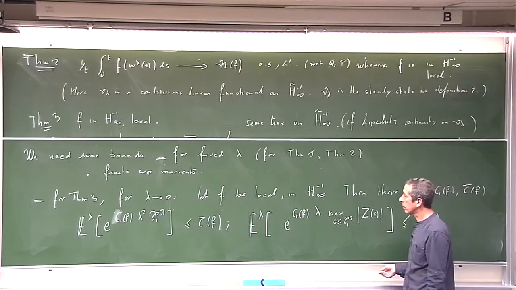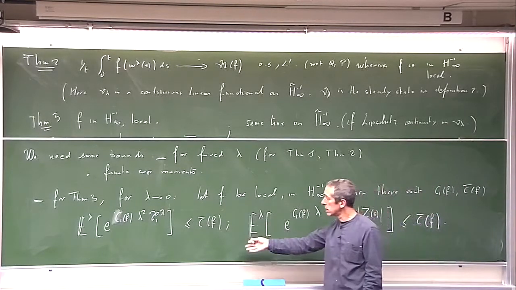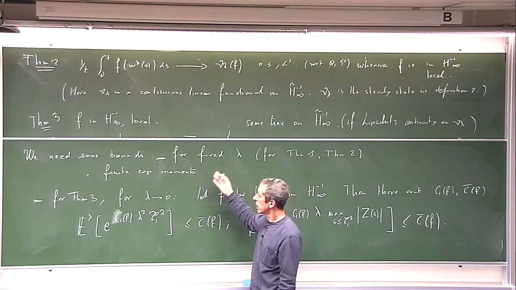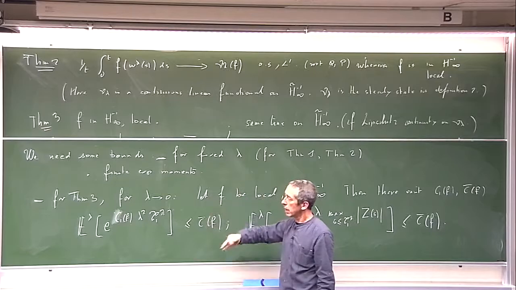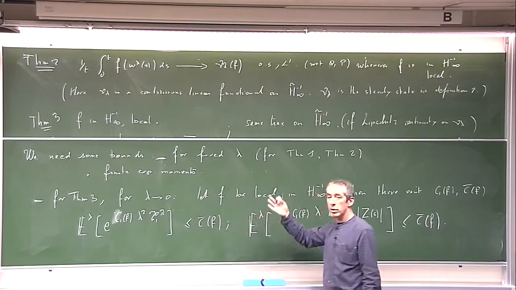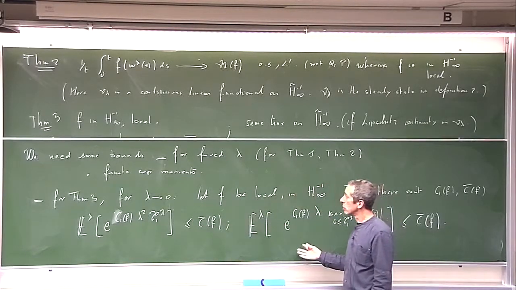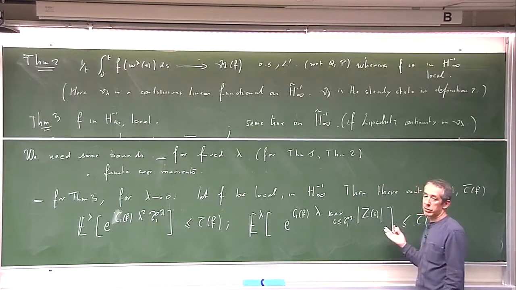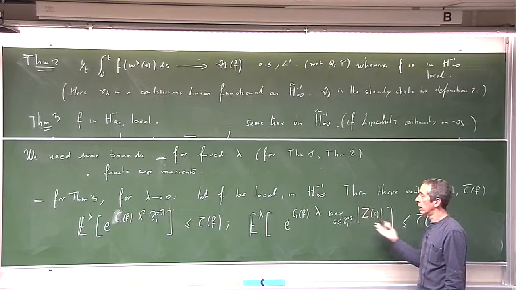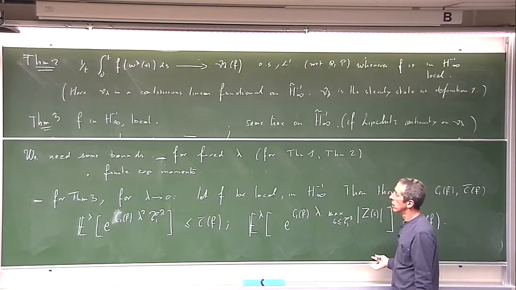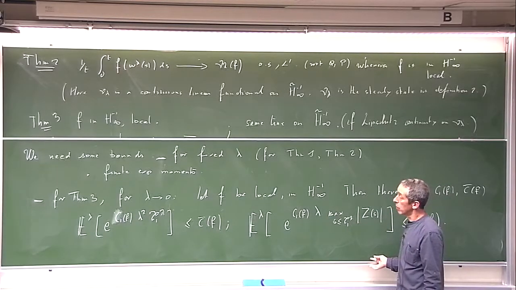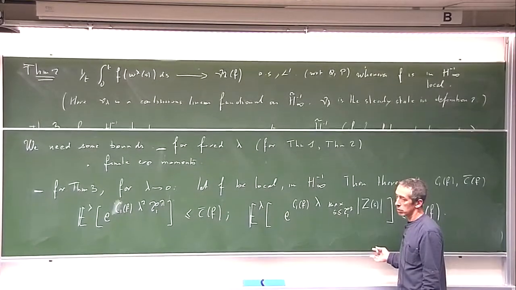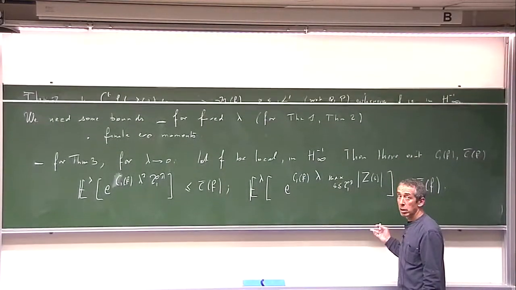So once again, you prove that for a fixed lambda you have finite exponential moments, and then you get the law of large numbers, and then you get theorem 1, theorem 2. But then when you want to go to theorem 3, you need some control when lambda tends to 0, and this is more than sufficient. And at some point in a forthcoming lecture, I will explain why and how this is more than sufficient.